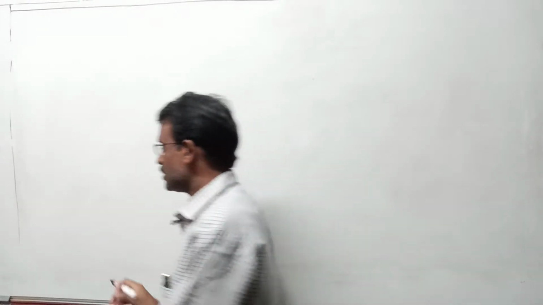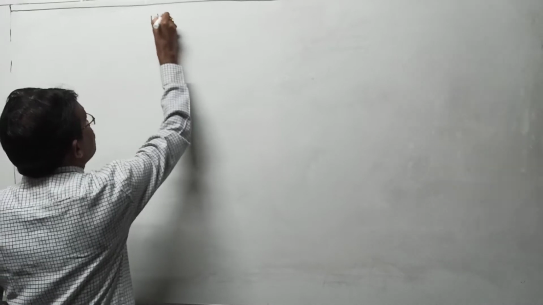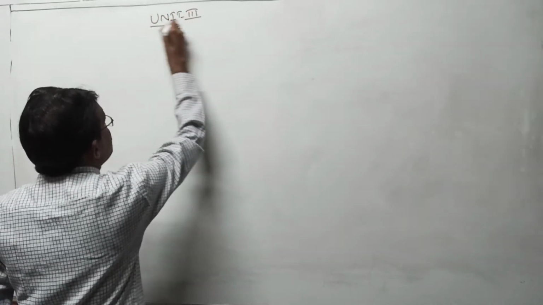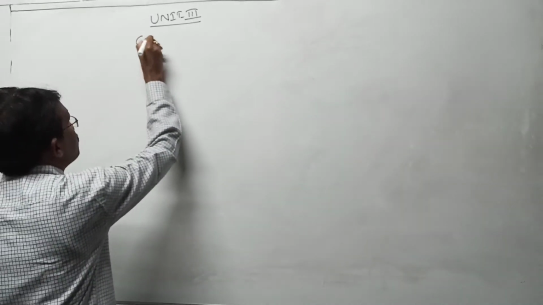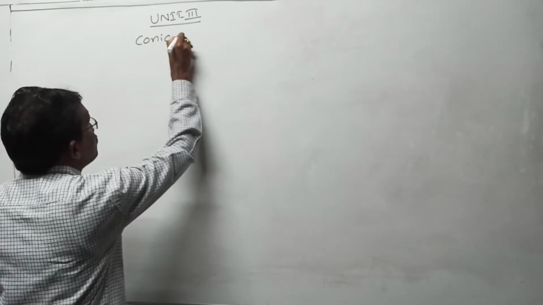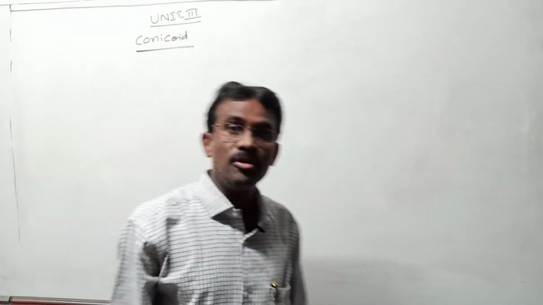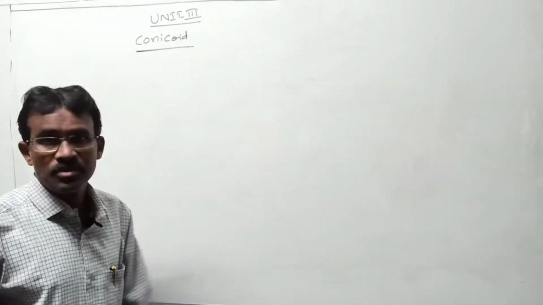Now I am going to start the last unit. It is unit number 3, the third unit. It is the last unit in our syllabus. That unit name is conicoid. This conicoid is a perfect extension of your cones. Same cones concept, how to proceed here.